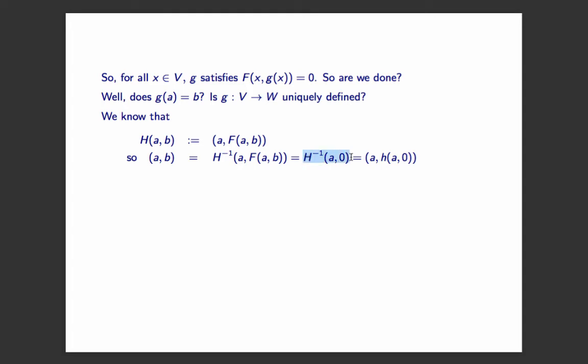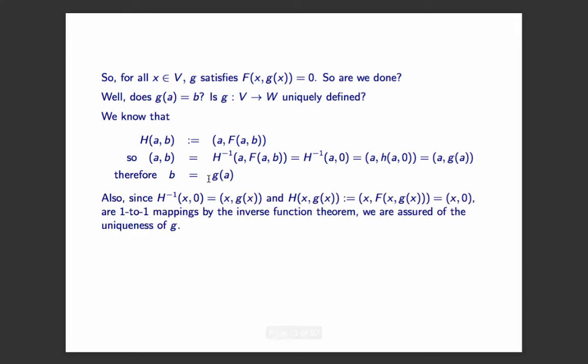And what is H inverse of (a, 0)? Well, it's a and some... write that function H of (a, 0). Remember, H of (a, 0) is exactly the definition of G of a. So again, I have the ordered pair (a, b) equals the ordered pair (a, G of a). The first entry a equals a, the second entry b equals G of a. So, does G of a equal b? Yes, it does.